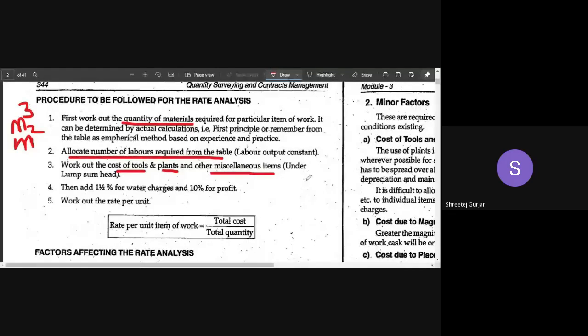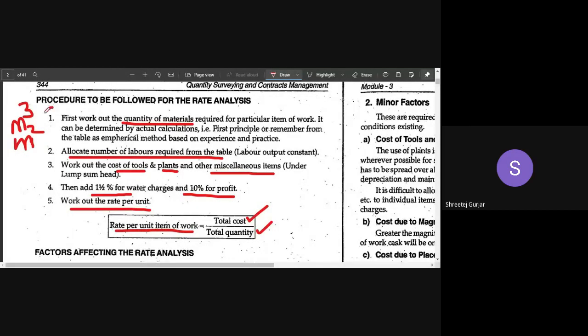Then after you're done with that, we need to add some water charges. Add 0.5% of water charges and 10% of profit. You need to do this, very important. After you do that, you can calculate the rate per unit. How can you calculate it? Total cost by the total quantity. We know this formula. Total cost by total quantity gives us the rate per unit item of work.